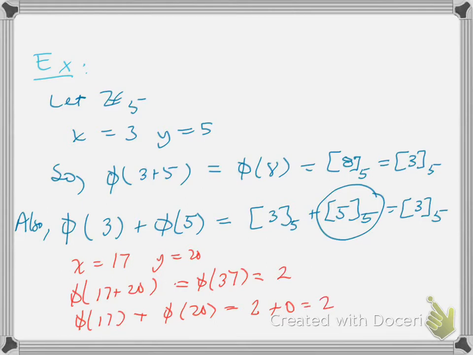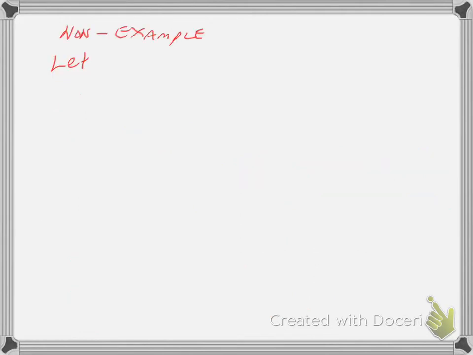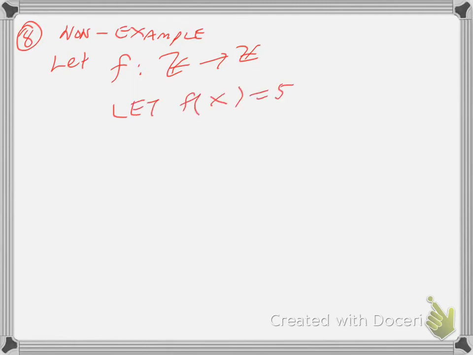I just wanted to give you some examples, and quickly, a non-example of a homomorphism. You can call this example 8: let F go from Z to Z, and let F of X be some constant, let's say 5. You can easily check to see that that's not a homomorphism.